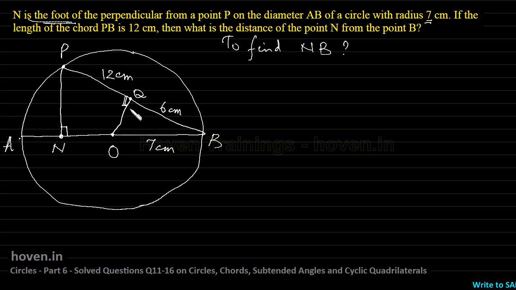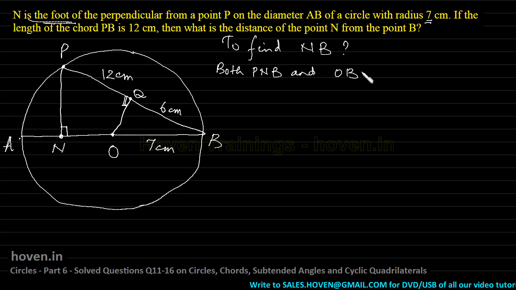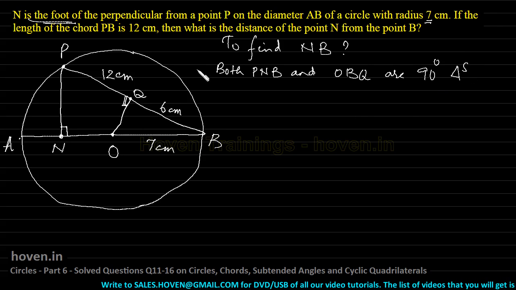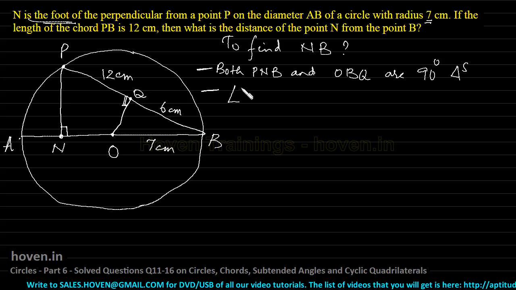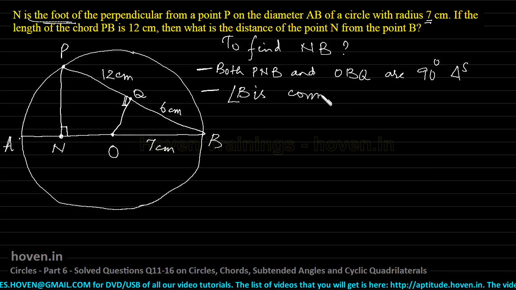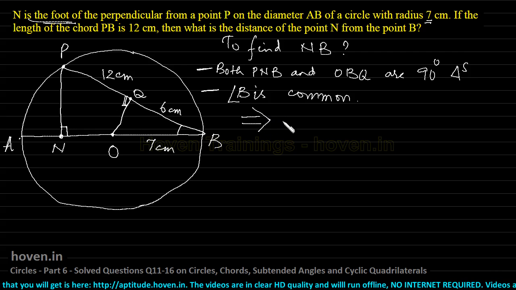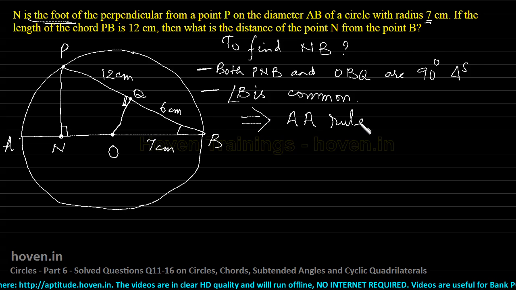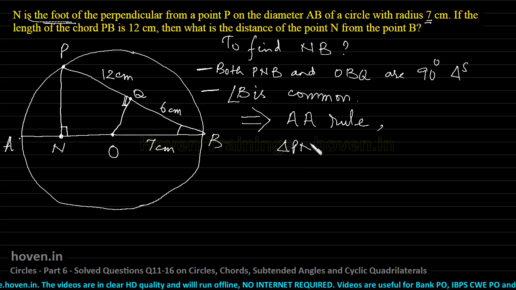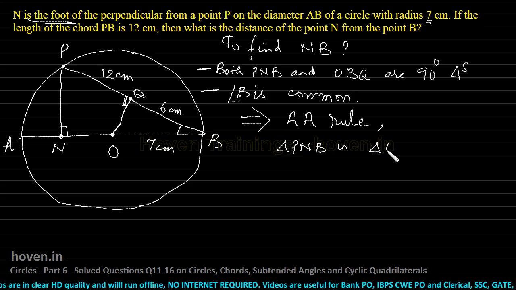Next, let us have a look at this smaller triangle, this one, and the bigger triangle, this one. Now both these triangles are right angle triangles. So we can write both PNB and OBQ are 90 degrees or right angled triangles. This is one thing we can see. The second thing that we see is that angle B is common to both of them. This angle B belongs to the smaller triangle also. It belongs to the bigger triangle also. So B is common, which implies by the double angle rule of similarity, triangle PNB is similar to triangle OBQ.